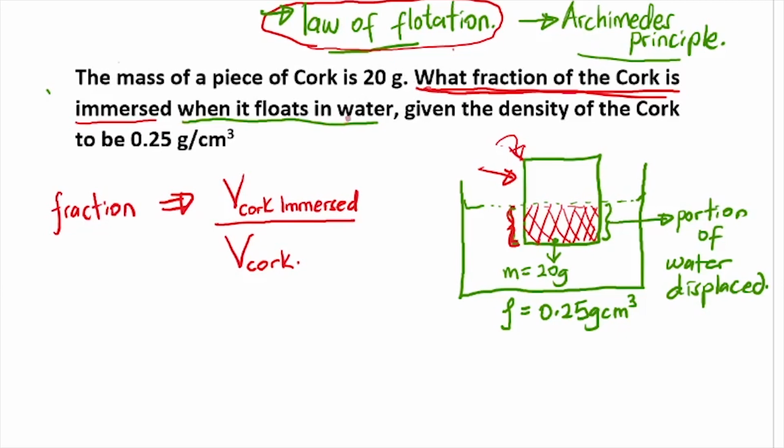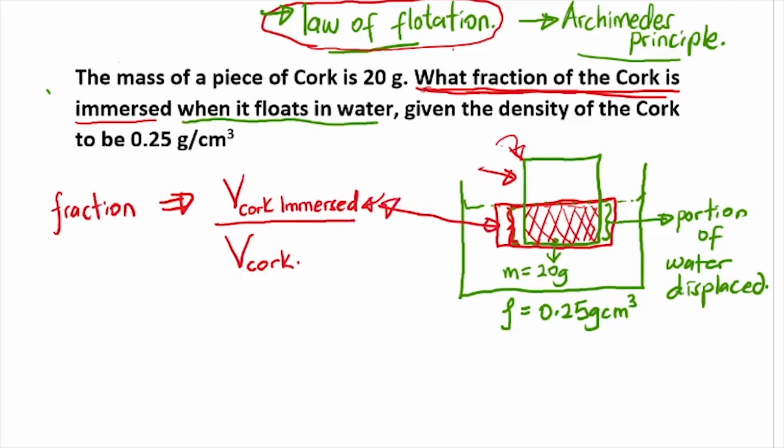For starters, we know that the volume of the cork immersed is just this portion down here, like we have shaded in red right there. To get the volume of the cork that has been immersed, this volume is the same as the volume of the water that has been displaced. So how can we get the volume of the water that has been displaced? If we get that volume, it is equivalent to the volume of the cork that has been immersed.